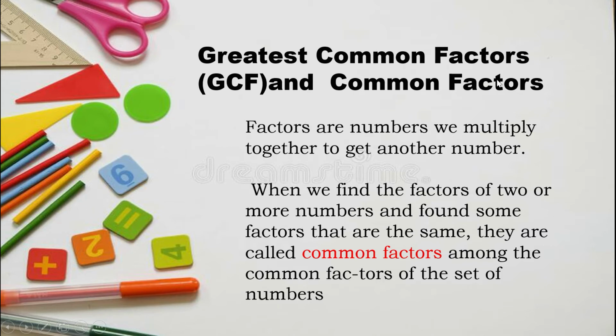So what is the greatest common factors and a common factors? Factors are numbers we multiply together to get another number. When we find the factors of 2 or more numbers and found some factors that are the same, they are called common factors. So yung greatest common factors, yun yung pinakamataas na common factors. And then common factors are factors that you found out are the same.